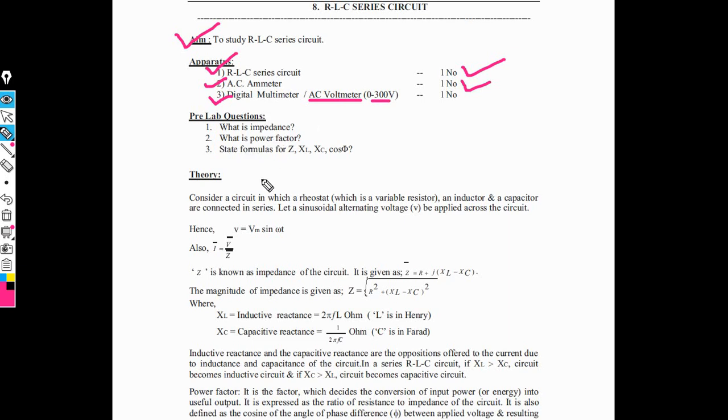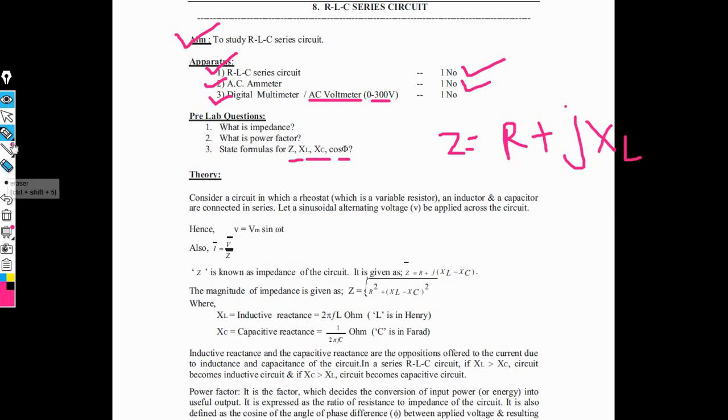Then we have several pre-lab questions, that is impedance. Impedance means Z is equal to R plus jXL. This is the important formula for impedance. Then power factor, that is the cosine of the angle between voltage and current. So we need impedance, inductive reactance, capacitive reactance and power factor. These are the four important parameters.